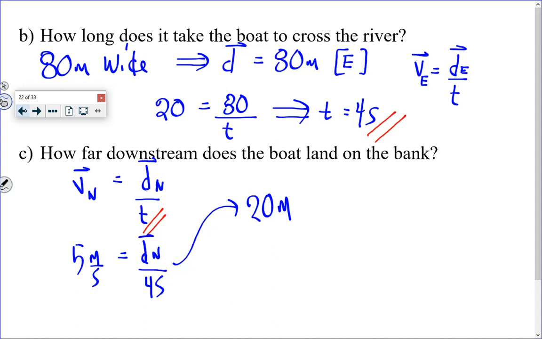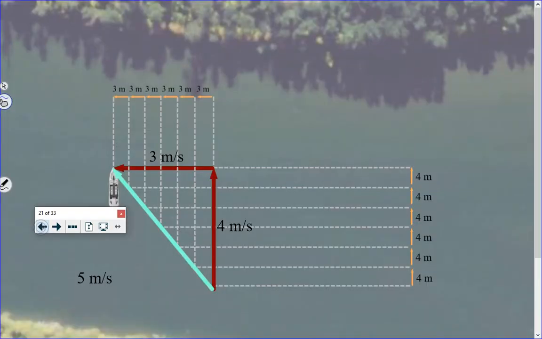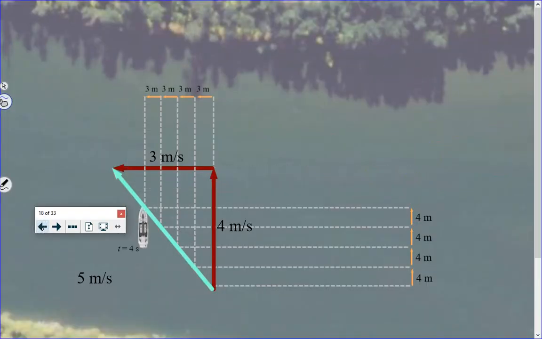All right, now I'm going to introduce something that's going to become important as we move through Physics 20 and 30. And you may have already been shown this, but in examples 1 and 2, what is the physics principle used when working with the horizontal motion? So if we go back to example 1, example 1 was this situation. And the horizontal motion was essentially the boat moving towards the west at 3 meters per second.